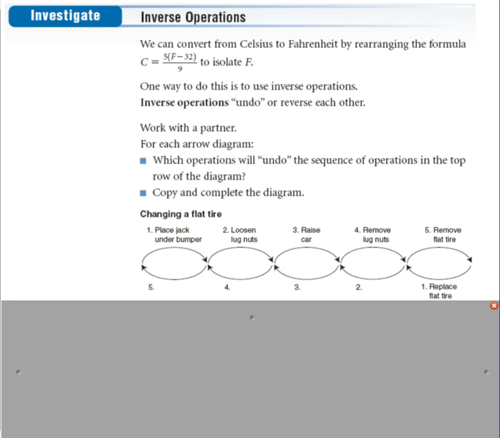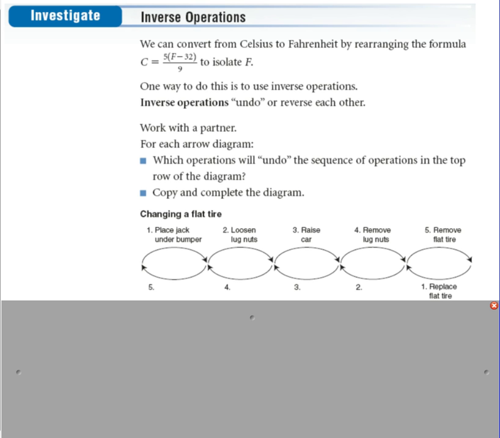I want to just use this formula as an example that introduces inverse operations. Those are operations that undo each other or reverse each other. It's helpful to have an arrow diagram that we can use where we start with one of the variables and we're doing certain operations on that to produce the value of the other variable.